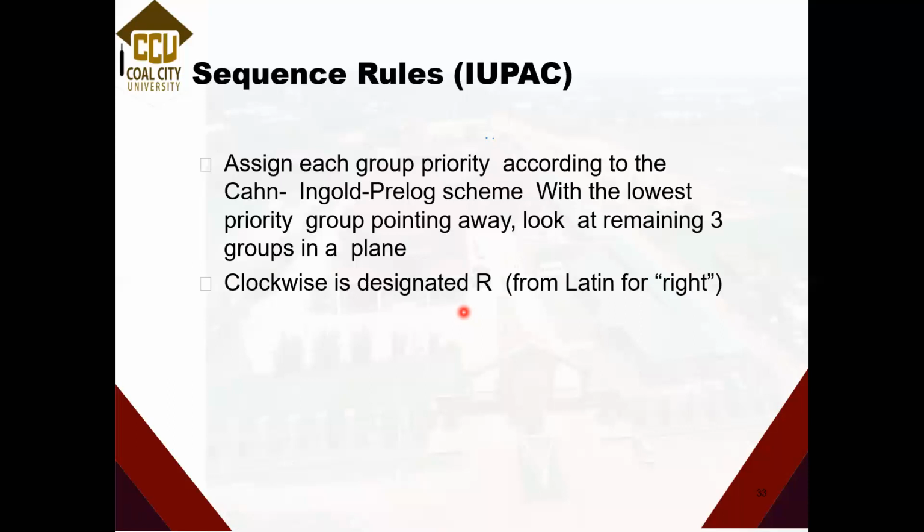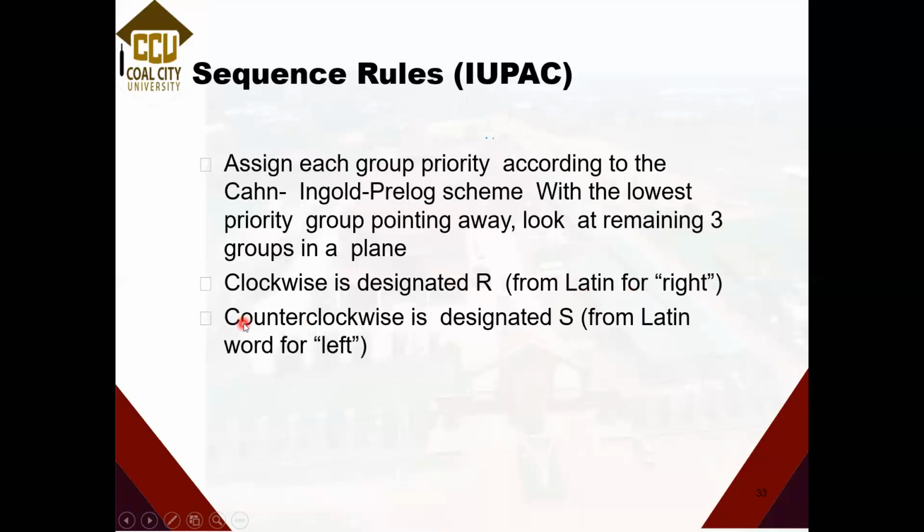So just have that in mind so that by the time I mention that, you'll be able to understand why it is so. Now, whenever we have a clockwise situation, that means after we have prioritized and we are moving from higher priority to the lowest priority, if it is a clockwise direction, we represent it with R. This R is from Latin for right, we call it rectus. So that's the Latin word and it means right. And then counterclockwise, if it's not moving clockwise, it's moving counterclockwise, which we also call anti-clockwise, we designate it as S. This S is from Latin, sinister, and it means left.